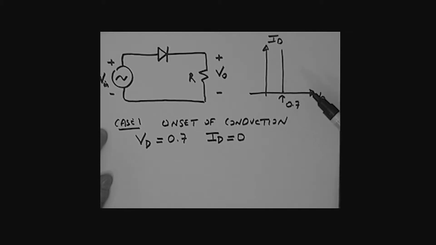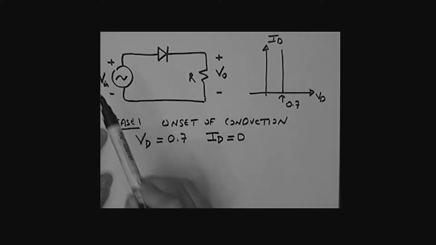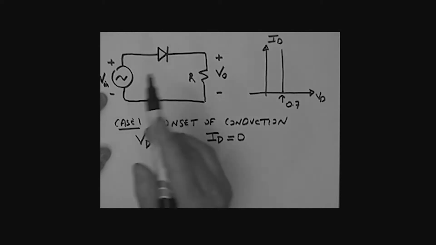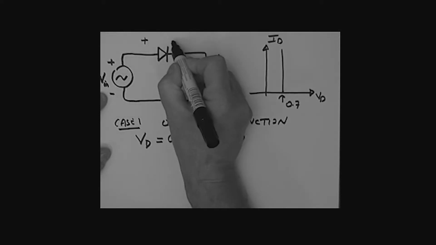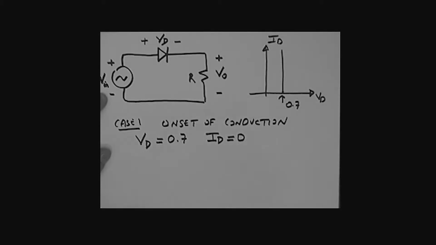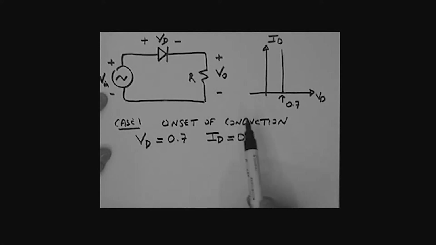Now what we're trying to do is figure out how big I have to make this V in to bring me to that edge of conduction, that onset of conduction. Let's label this circuit. The voltage here, plus minus, is the voltage across the diode VD. What we're going to do in this first case is take a loop, and see if we can find the value of V in required to bring us to this onset of conduction.